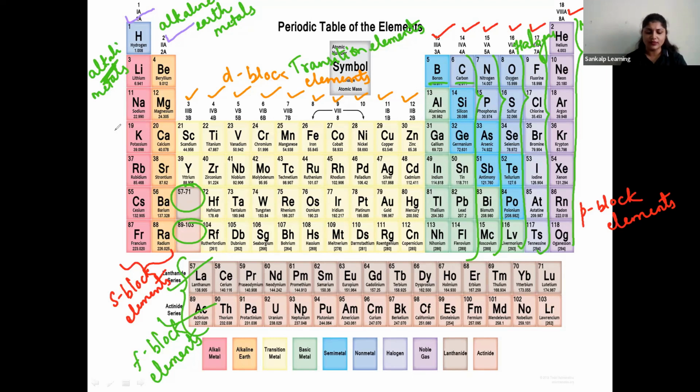Then they are soft, and they are highly reactive solids. These are mostly solids and they are highly reactive, because metals are highly reactive. What are the properties of metals? Can you tell me?